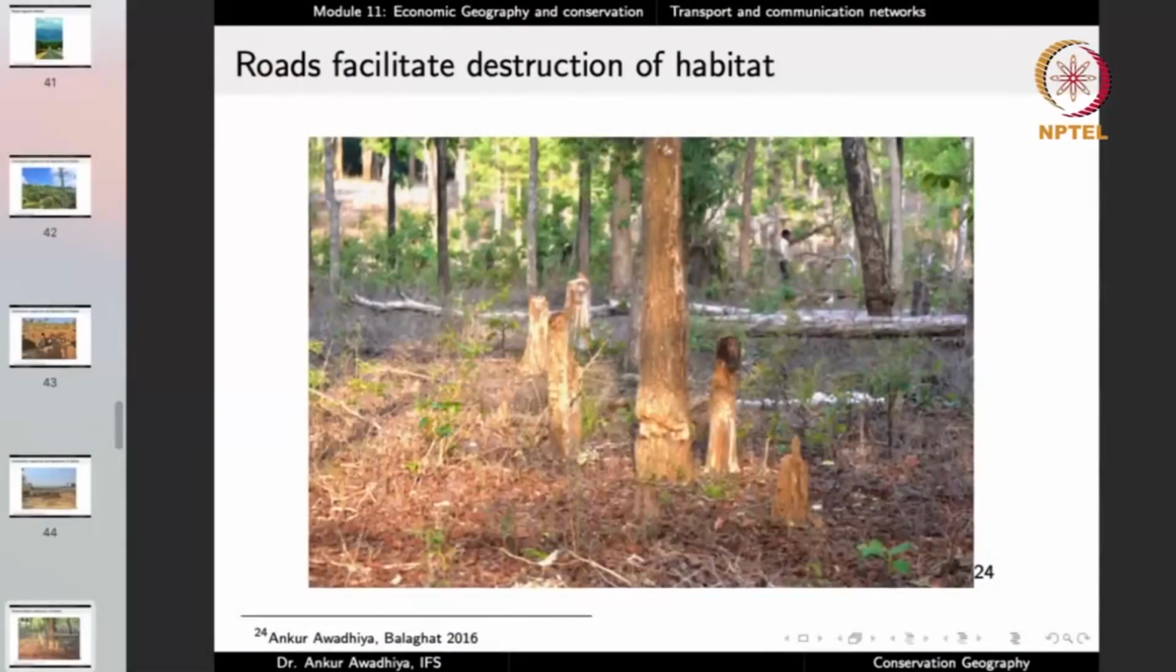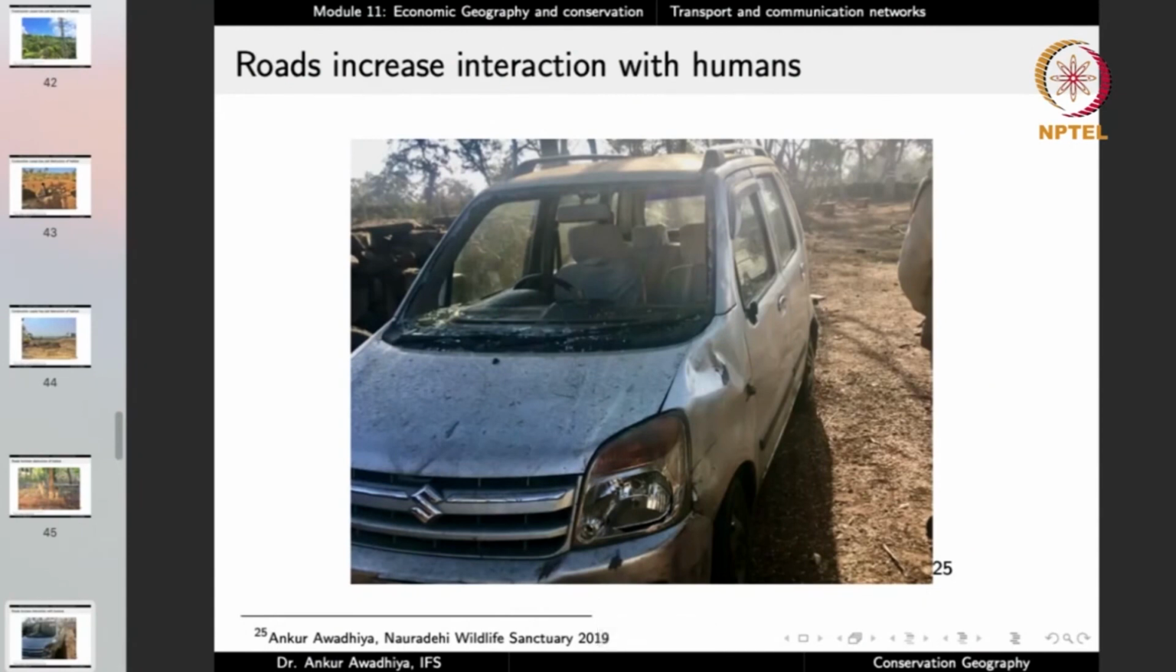So they facilitate the destruction of habitat once they have been constructed. Then they increase the interactions with humans. Now this is the example of a vehicle that was hit by a nilgai, and you find that the glass is completely shattered. The nilgai died on the spot, and these people were critically injured. Now this happened because in place of moving at the designated speed of 20 kilometers an hour, these people were moving at say around 100 kilometers an hour.